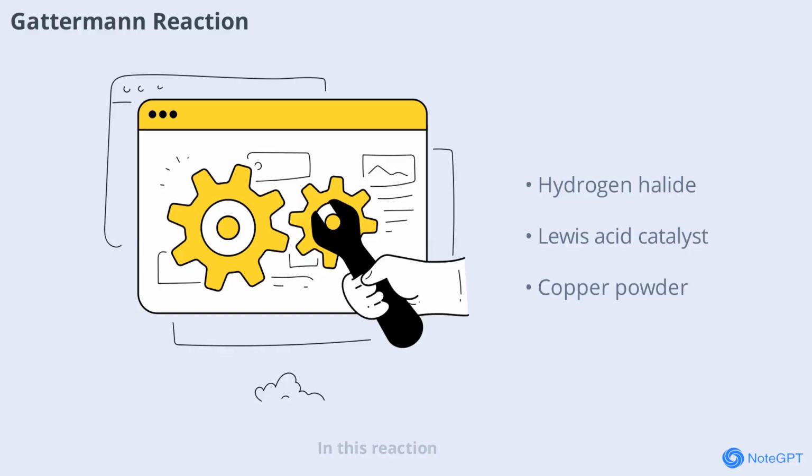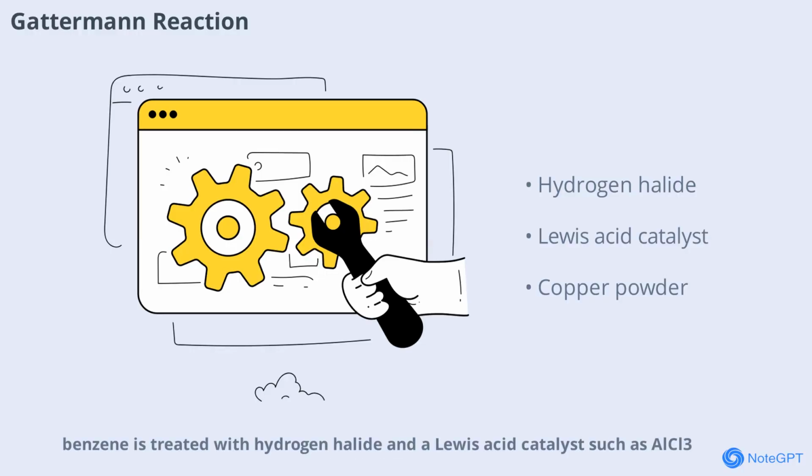The Gattermann reaction is another important method for synthesizing haloarenes. In this reaction, benzene is treated with hydrogen halide and a Lewis acid catalyst, such as AlCl3, in the presence of copper powder. This method is particularly useful for introducing chlorine and bromine into the aromatic ring. The Gattermann reaction provides an alternative to the Sandmeyer reaction, especially when working with specific substrates.